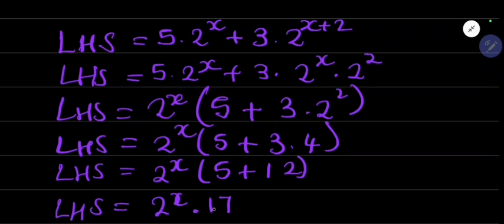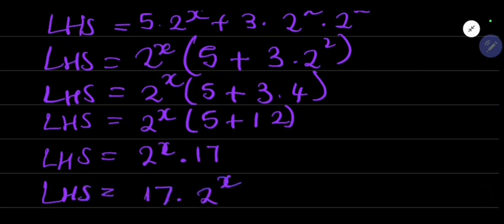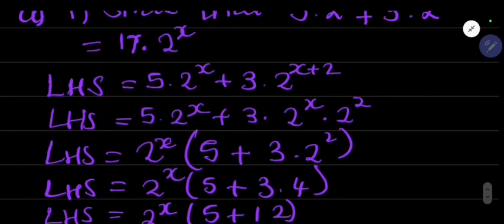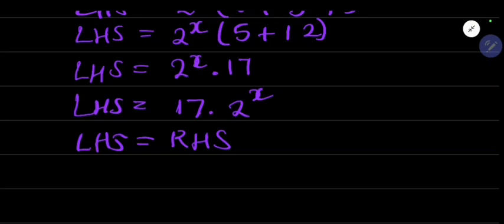Remember that multiplication is commutative. What do I mean by that? It means that the order doesn't matter. So we are going to write it starting with 17. Our left hand side is equal to 17 times 2 exponent x, because that's how they want it, from what they wanted us to prove. Then you can say that left hand side is equal to right hand side, simply like that.